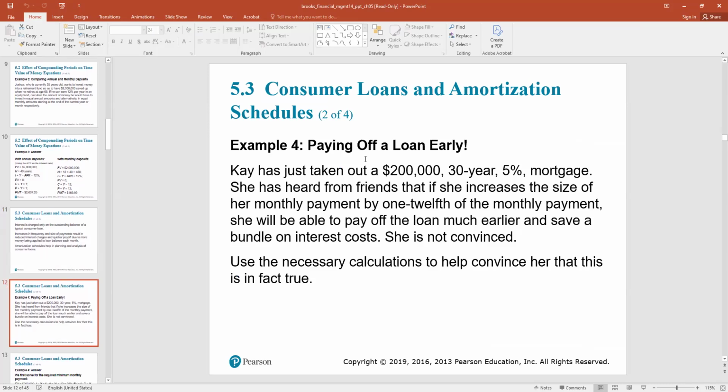So let's imagine that Kate just took out a loan of 200,000 for 30 years at a 5% mortgage. And she has heard from friends that if she increases the size of her monthly payment by 1/12 of the monthly payment, she will be able to pay off the loan much earlier and save a bundle on interest costs. However, she is not convinced yet. So use some calculation to help convince her. That is in fact true. So tell me, what is her monthly payment now if she borrows $200,000 with a 30-year and 5% mortgage?